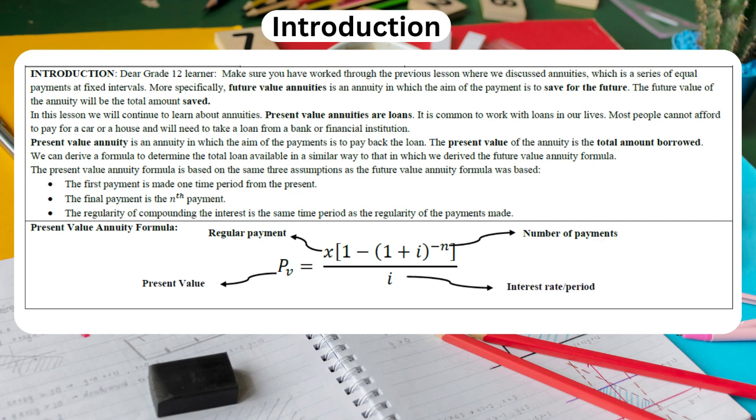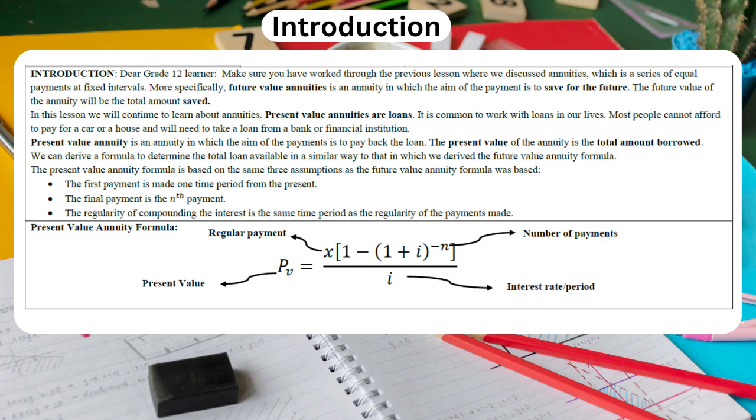In this lesson, we will continue to learn about annuities. Present value annuities are loans. It is common to work with loans in our lives. Most people cannot afford to pay for a car or a house and will need to take a loan from a bank or financial institution.